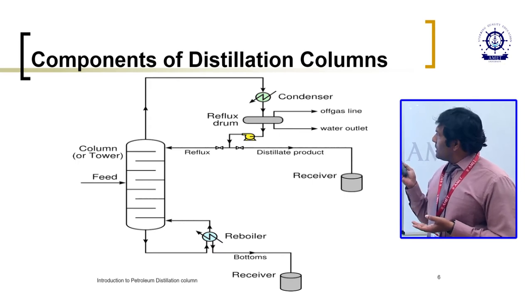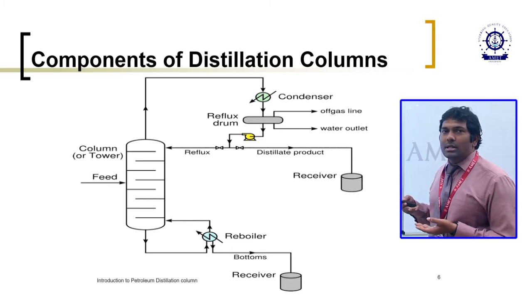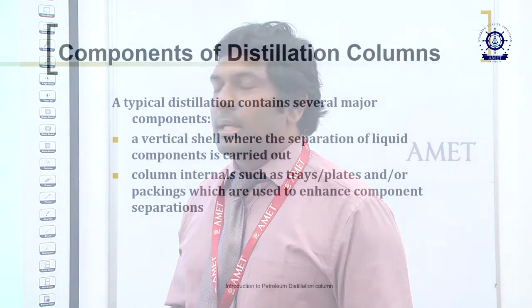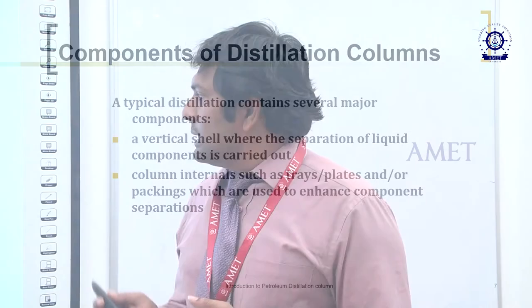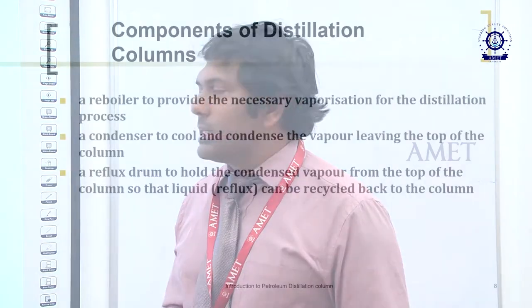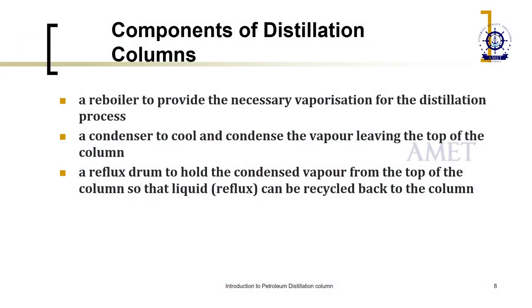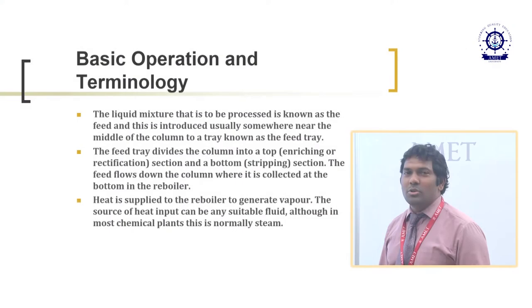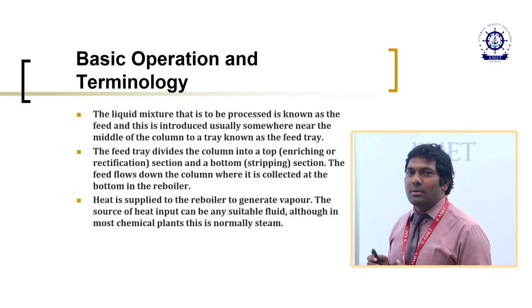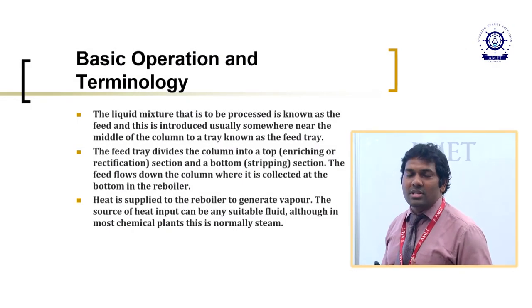The products collected at the top of the column are called the distillate product, and the products collected at the bottom are called bottoms. So these things I have explained already. On the diagram, we have seen a vertical shell arrangement and column internals like trays, plates, and then a reboiler, a condenser, a reflux drum, and the reflux is again recycled into the top of the column. The liquid feed enters into the middle of the column, and the top of the column is called the rectification unit, and the bottom of the column is called the stripper unit.